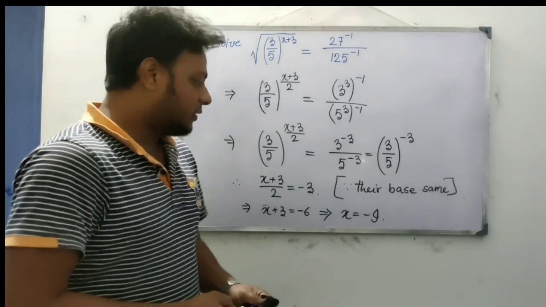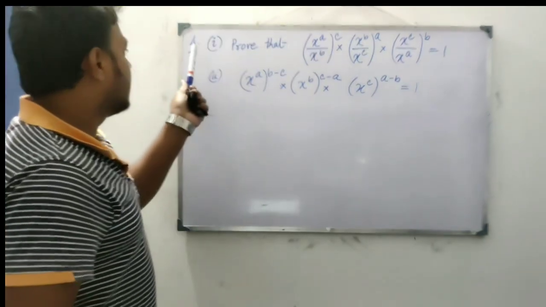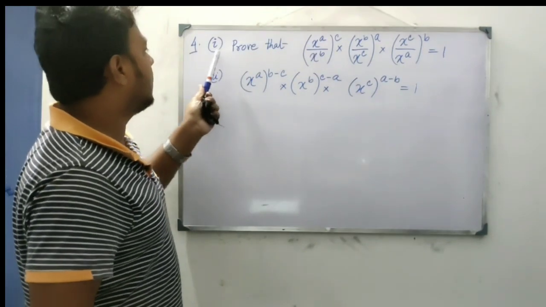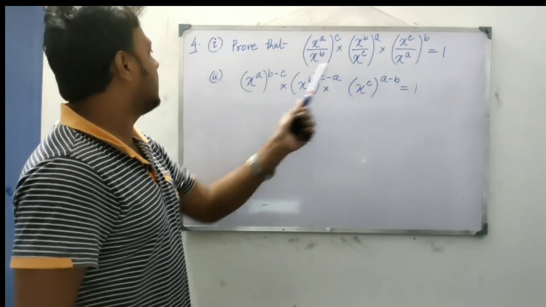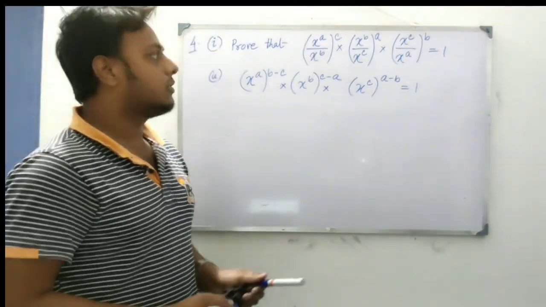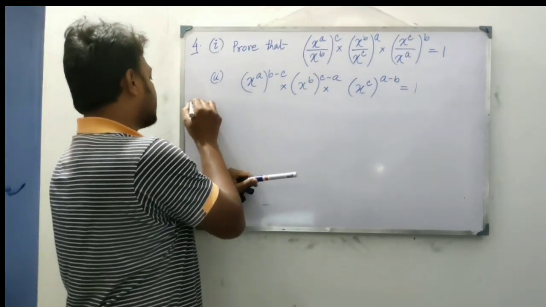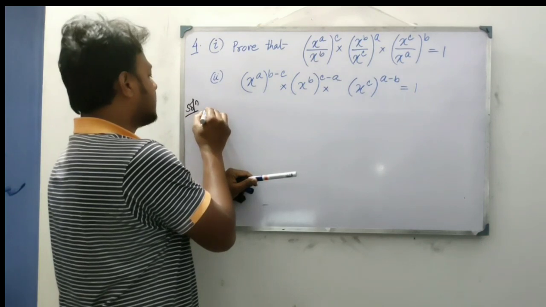Okay. Next problem. See questions 1 and 2. I'll solve questions 1 and 2 now. Question 1 is prove that this equals 1, and the second one this equals 1. I am solving the first one. See, very easy problem. Just apply the law of indices.